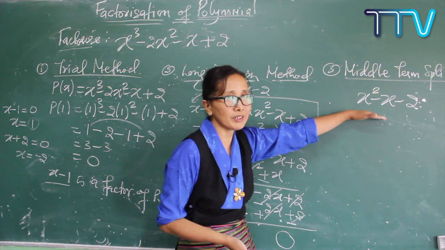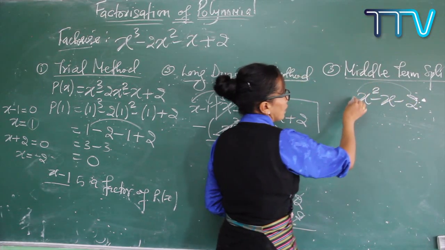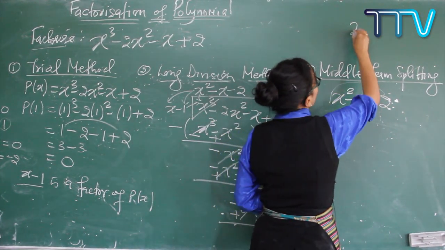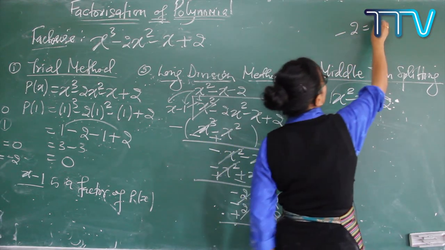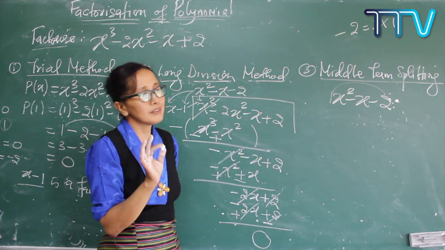So how do you find the factors of this? What do you need to do? First, multiply the coefficient, which is 1, by the constant. Understood? So 2 ones are 2. What are the factors of this? This is negative 2. Negative 2 factors: 2 multiplied by 1. Are there any other factors? No. So only these are the factors.